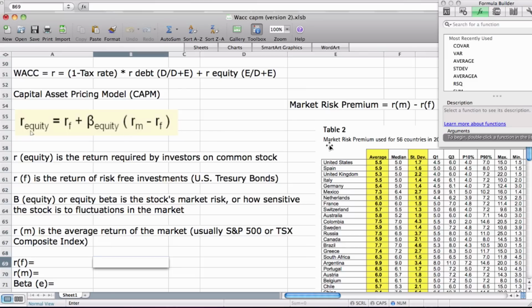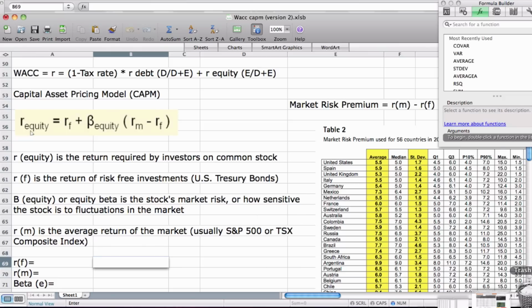So we can see here we've got a table of a survey of a bunch of managers to see what they tend to use as their market risk premium. In the United States, you can see it's 5.5 with a fairly high standard deviation. And in Canada, it's 5.9, again, a fairly high standard deviation.